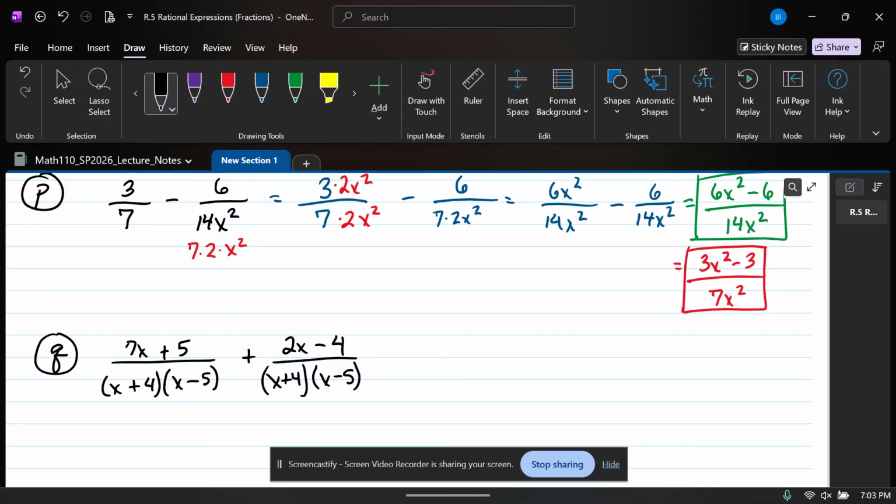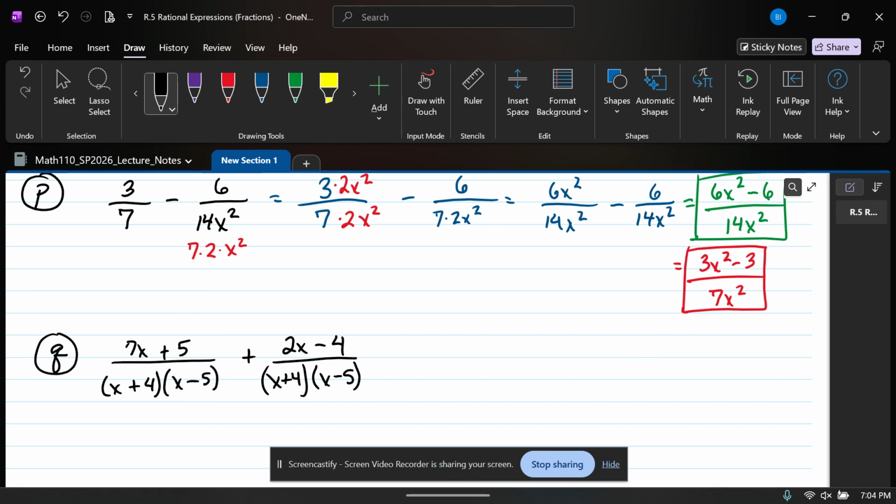All right, so our first fraction is 7x plus 5 over x plus 4, x minus 5. So the denominator is already in factored form. It's x plus 4, x minus 5. The second fraction had 2x minus 4 on the top, and then it had x plus 4 and x minus 5 in the bottom. What do we know about the denominators? They're already the same. So I don't have to do any denominator work here. All I've got to do is put together the numerators.